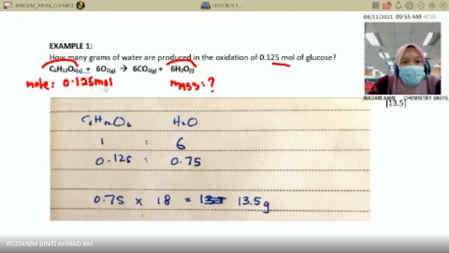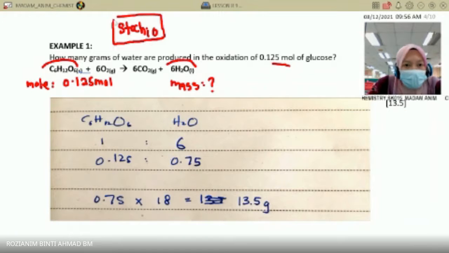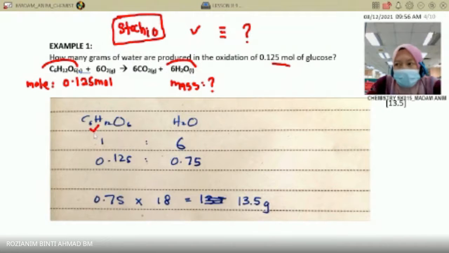So mole is equal to 0.125 mole. Okay, so therefore bila you belajar konsep stoichiometry, kita akan buat comparison. Comparison apa? Comparison data yang kita ada kepada the new data that we want to identify. So what happened? Kita tengok dekat sini, nampak tak? Okay, kalau ikut Syed punya method, dia guna ratio punya method. So ditulis molecular formula, molekul data, molekul yang kita nak. Okay, 1:6.